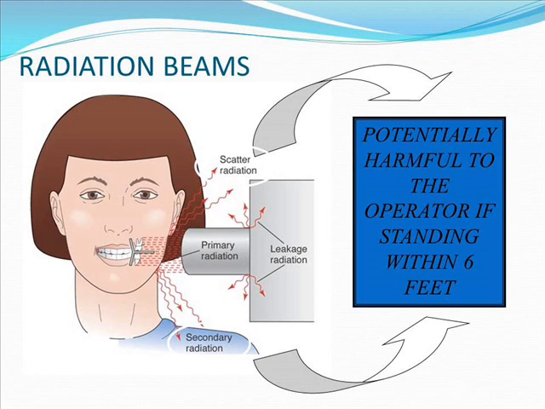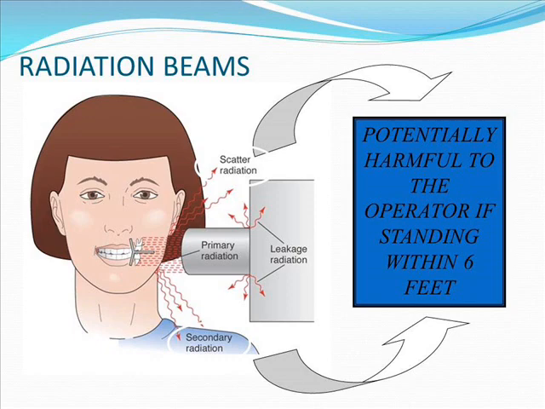Make sure you know the two of those four that could be harmful to you as the operator would be scatter and secondary radiation, because that potentially can travel 6 feet. So if you're standing within 6 feet of the patient, or 6 feet of their head, you would be within the area where secondary and scatter radiation can travel, and that could hurt you. The primary beam's not going to hurt you because it's going to be aimed at the patient, and leakage radiation is not going to be strong enough to hurt anybody. It just kind of seeps out of a cone that might not be on tightly.